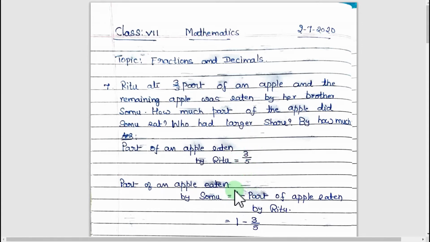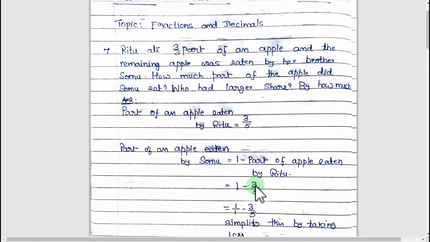So 1 minus. Why are we using 1 minus? The whole apple, when we write that in numbers, we have to use 1. Whole apple minus the part of the apple eaten by Ritu, that is 3 by 5. If you subtract that from the whole apple, you will get the part of the apple eaten by Somu. So 1 minus 3 by 5, this you have learnt in your last classes, subtracting. But 1 is not a fraction, make it a fraction by writing the denominator 1, minus 3 by 5.